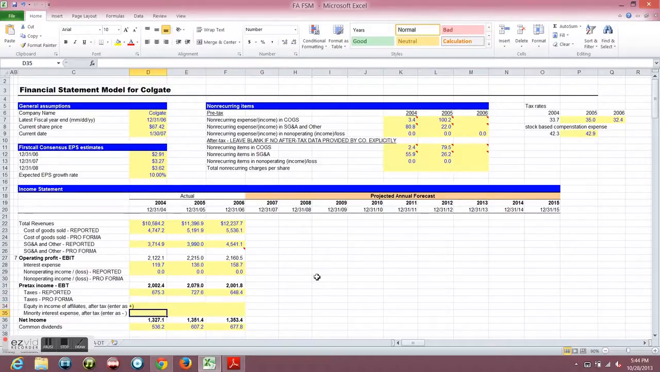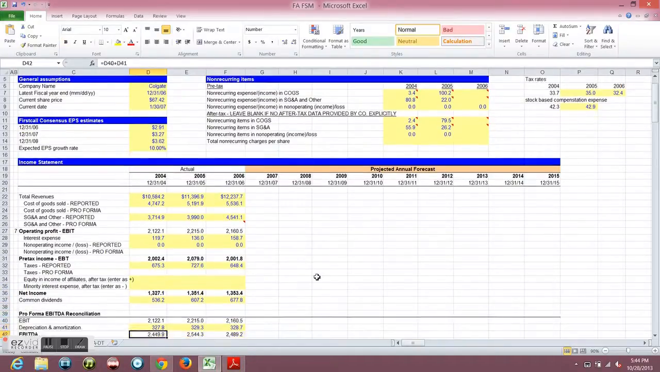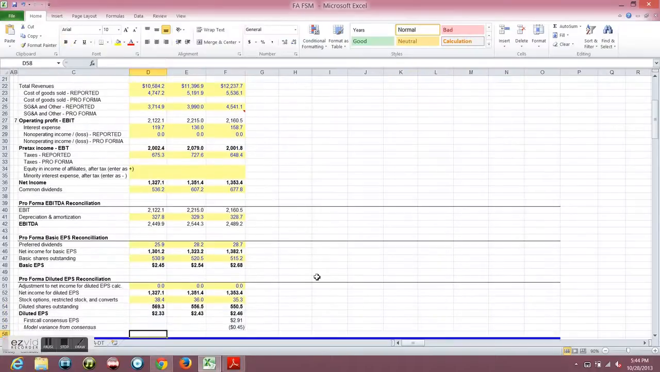And we're going to get our equity and income affiliates numbers and our minority interest expense numbers. Then we're going to recalibrate our net income, our pre-tax EBIT, and our EBIT according to our pro forma. And then you'll see that our variance is going to be close to 0. It could be 0, it could be 0.01. But our goal is to get it as close as possible to paint a really good picture.